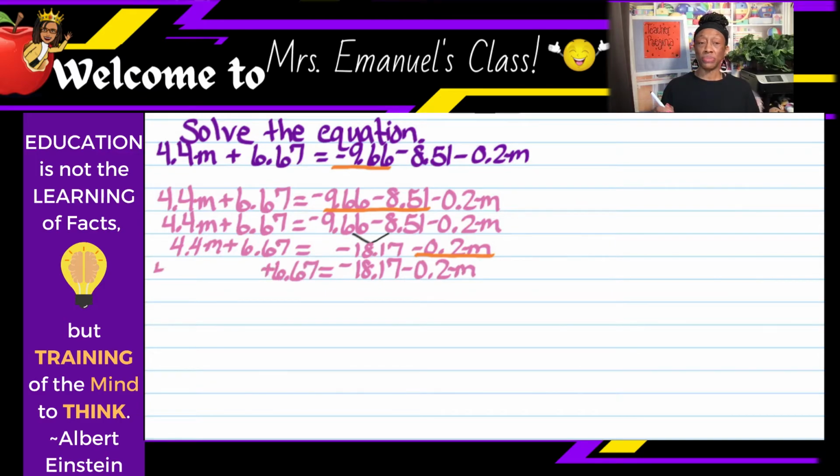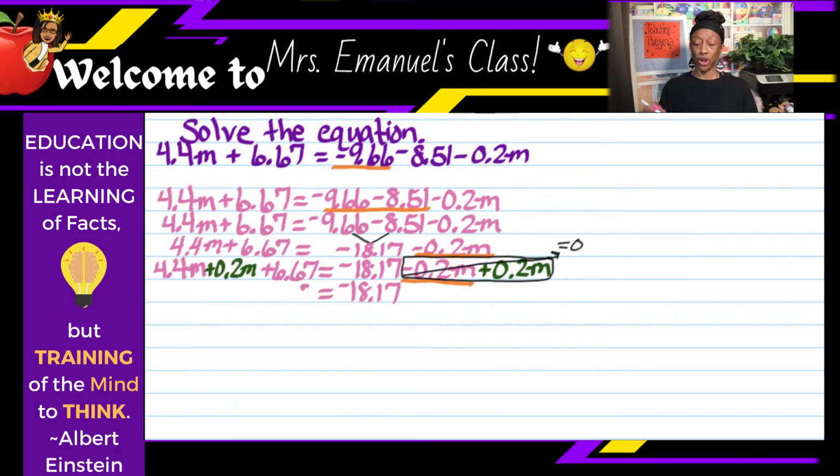Just rewriting it, so I'm setting it up because next, what I want to do is move my m terms to the left-hand side. Okay. So I'm getting rid of my negative 2/10 m that's on the right-hand side of the equal sign by doing the opposite. What is the opposite of subtract? Add. Okay, so I'm adding 2/10 m to both sides to make sure I'm balancing.